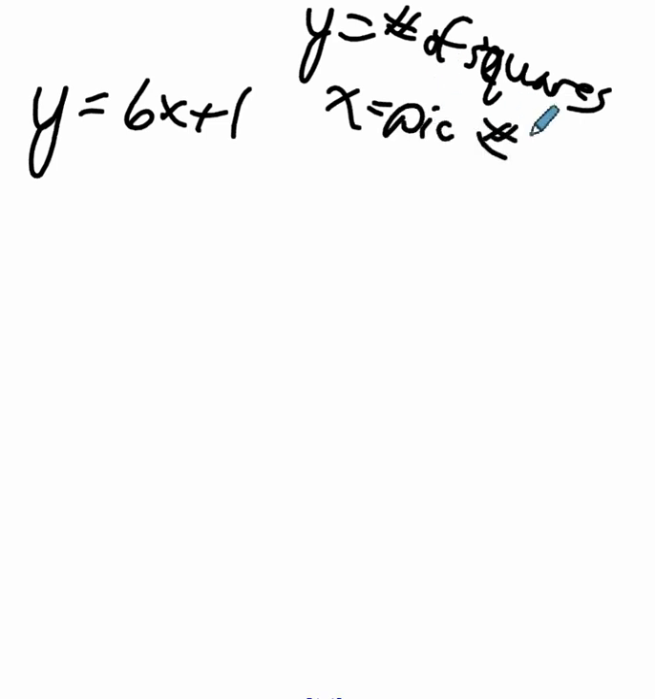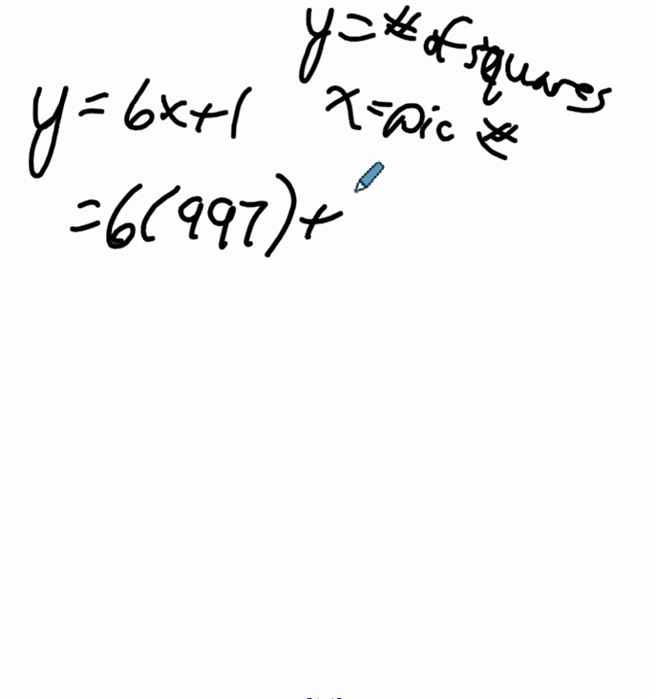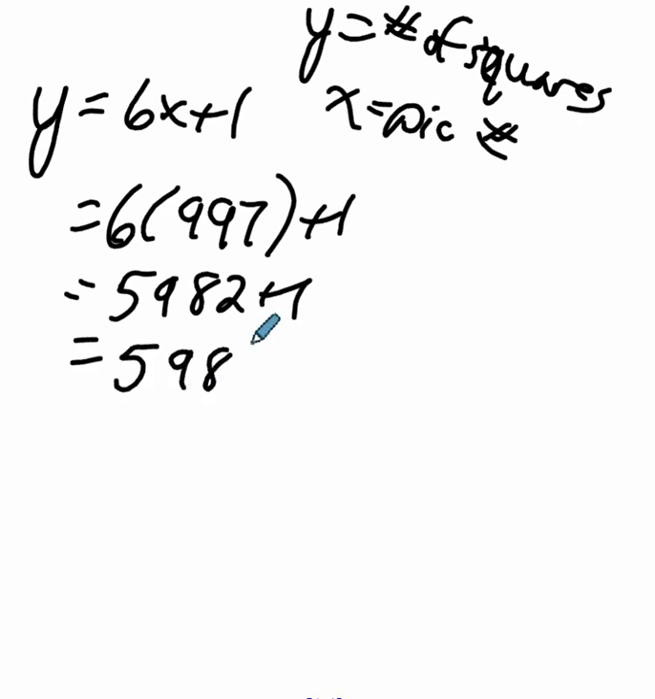If you were asked, for example, 997, all you would need to do is substitute 997 in, and then get your calculator. And you get 5,982. And add 1, and you'll get 5,983. So the pattern or the formula is really, really useful because it helps us to make predictions.